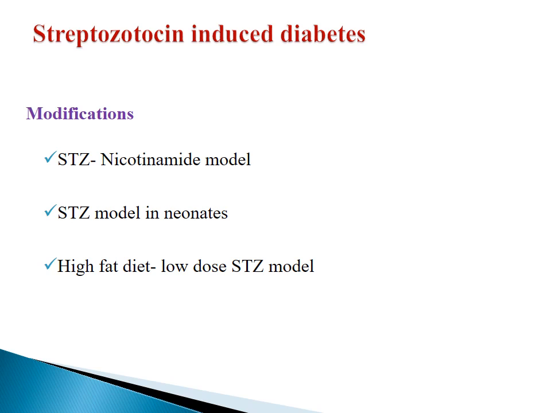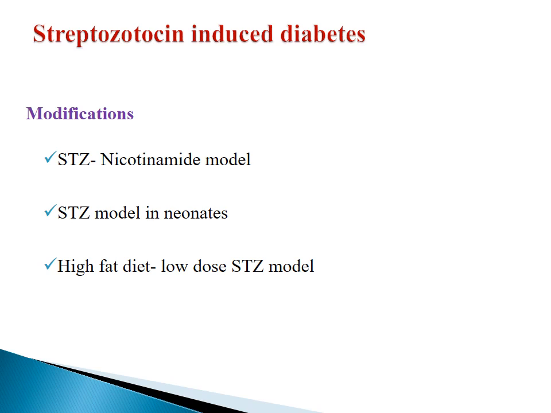In experimental pharmacology, slight modifications in the model of streptozotocin induced diabetes as discussed have been carried out, and the models are as shown here. First is the STZ nicotinamide model. Here the basic criterion is that addition of nicotinamide causes partial destruction of pancreatic beta cells rather than complete destruction. So this model is mainly useful to researchers doing research in diabetes, particularly type 2 diabetes mellitus.